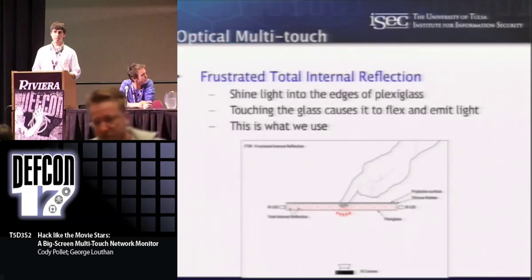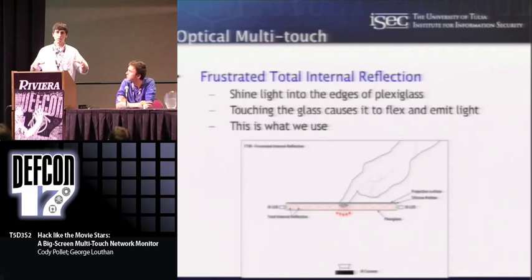FTIR is a method developed by Jeff Han from NYU. You basically take a sheet of plexiglass and build a frame of infrared LEDs around it, such that the infrared LEDs shine into that sheet of plexiglass and are totally internally reflected. So that when you touch the surface, it changes the angle at which the light reflects, and that emits light out of the back. That's the method that we use for ours.